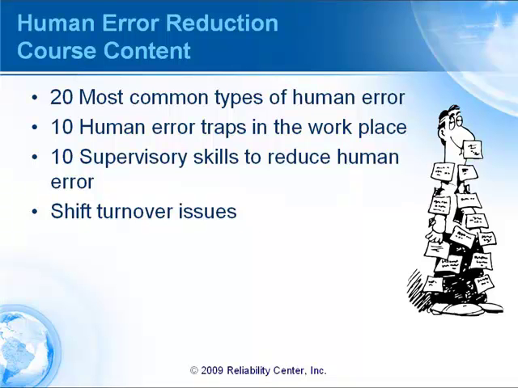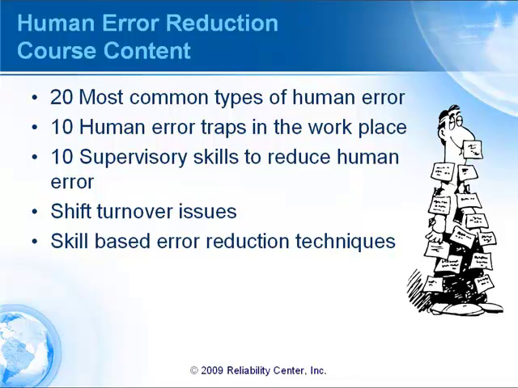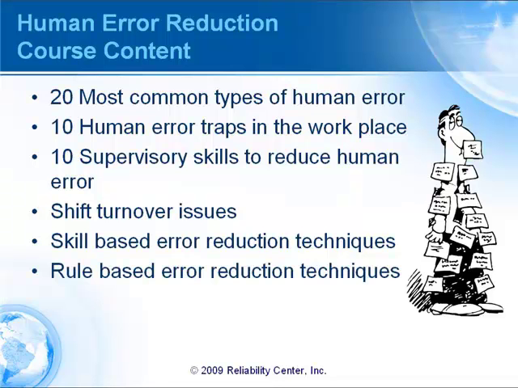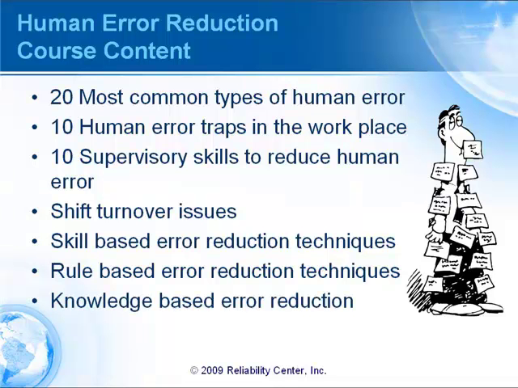Then we'll take a look at error models. For example, skill-based errors, and we'll look at reduction techniques for skill-based errors, including distraction management and time pressure management. We'll look at rule-based errors. Specific reduction techniques there will include feedback and reinforcement and communication error reduction. And we'll also look at knowledge-based errors and discuss overconfidence avoidance and interactive review and verification to reduce knowledge-based errors.